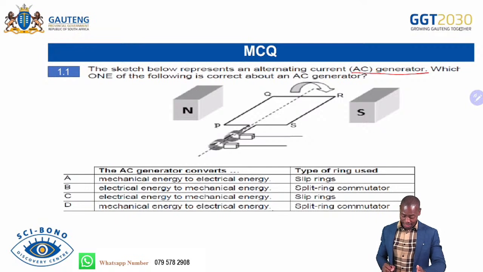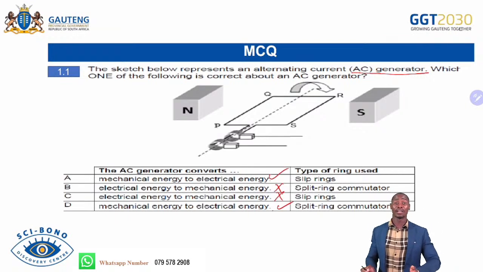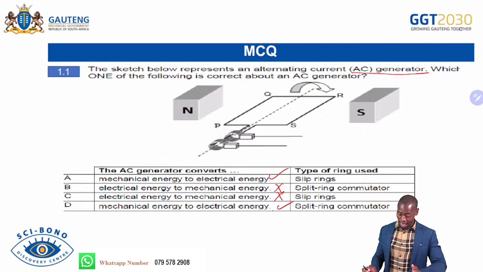So let's check. A generator converts mechanical energy to electrical. That is correct. Electrical to mechanical, it can't be, right? We know it converts mechanical to electrical energy. D is correct because it's mechanical to electrical energy. Then the type of ring used in an AC generator. Is it slip rings? Yes. Is it a split ring commutator? No. Is it a slip ring? Yes. Is it a split ring commutator? No. So where you have two ticks, that will be your correct answer.